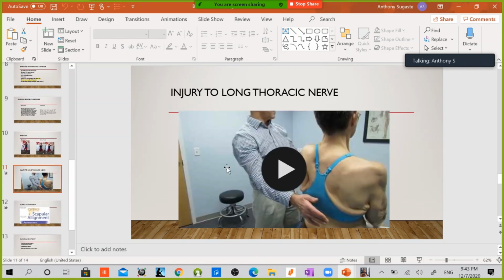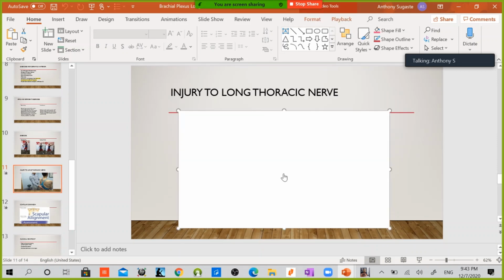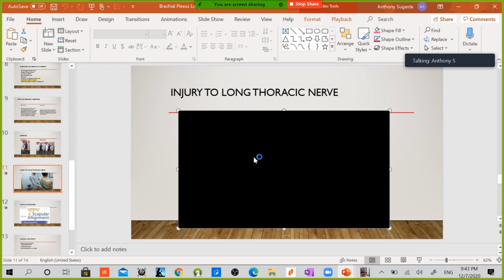So I was talking about injuries to the nerve. Check this out. This is someone who has a long thoracic nerve injury.